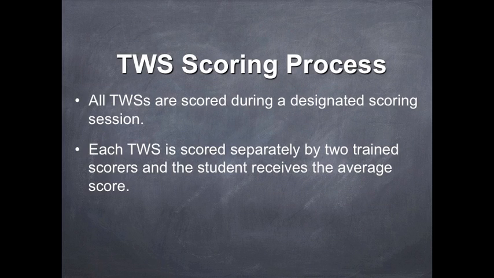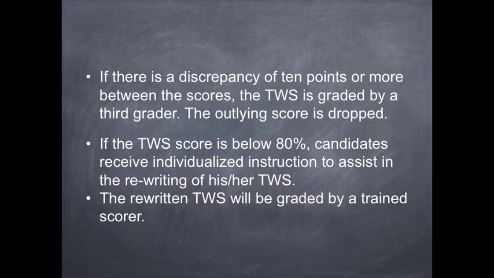If you have questions about the scoring process, please ask either before or during the designated scoring session. Each TWS is scored separately by 2 trained scorers, and the student receives the average of the 2 scores. If there is a discrepancy of 10 points or more between the scores, the TWS is graded by a 3rd grader. The outlying score is then dropped.